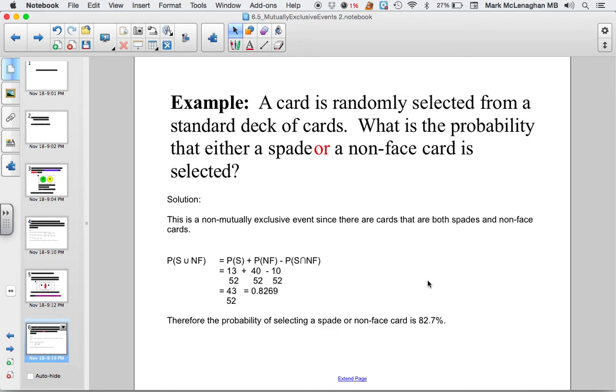So that's 13 over 52, plus 40 over 52, minus 10 over 52, which is equal to 43 over 52, which is equal to 0.8269, or 82.7%. Therefore, the probability of selecting a spade or a non-face card is 82.7%.